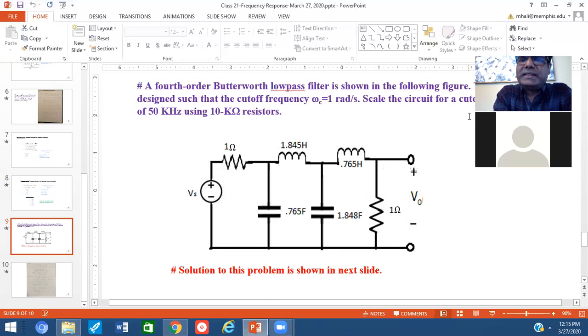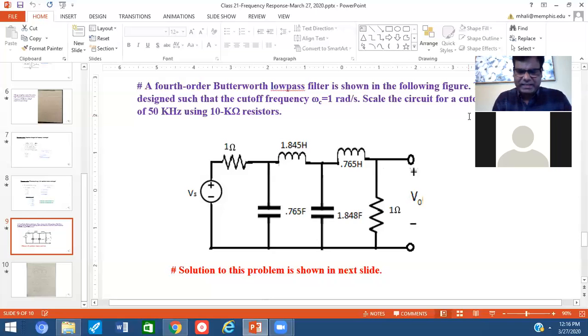We have to find out what are the actual values of those resistance, capacitor, and inductor based on the given information. So the statement says, scale the circuit for a cutoff frequency of 50 kilohertz using 10 kilo ohm resistors. This means problem is suggesting to use 10 kilo ohm resistor. This means first replace those two 1 ohm, 1 ohm by 10 kilo. So therefore, that is your base point. Now, based on that 10 kilo ohm resistor, 50 kilohertz cutoff frequency information, and the normalized cutoff frequency value, omega C 1 radian per second, you have to find out what are the two capacitor values and what are the two inductor values. That is the statement. So everybody is fine. This is not the solution. Next slide, I will show you the solution. But do you understand the problem?